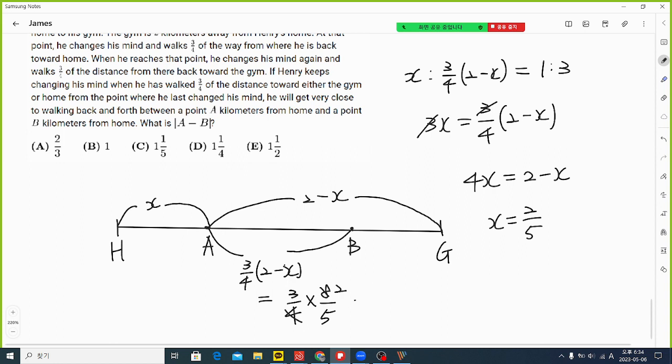So when you change this fraction to a mixed number, which one is the answer? So the answer is C. When it becomes a mixed number, it's 1 and 3/5.